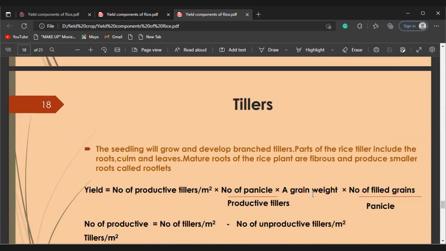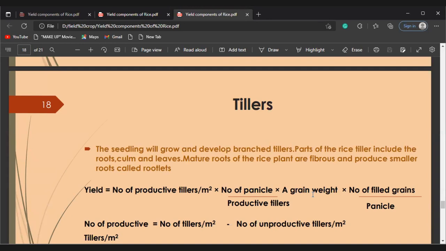Tillers. What are tillers? The seedlings will grow and develop branched tillers. The parts of rice tillers include the roots, clumps, and leaves. Mature roots of rice plants are fibrous and produce smaller roots called rootlets. So yes, there are fibrous roots, but at the same time there are smaller roots called rootlets.